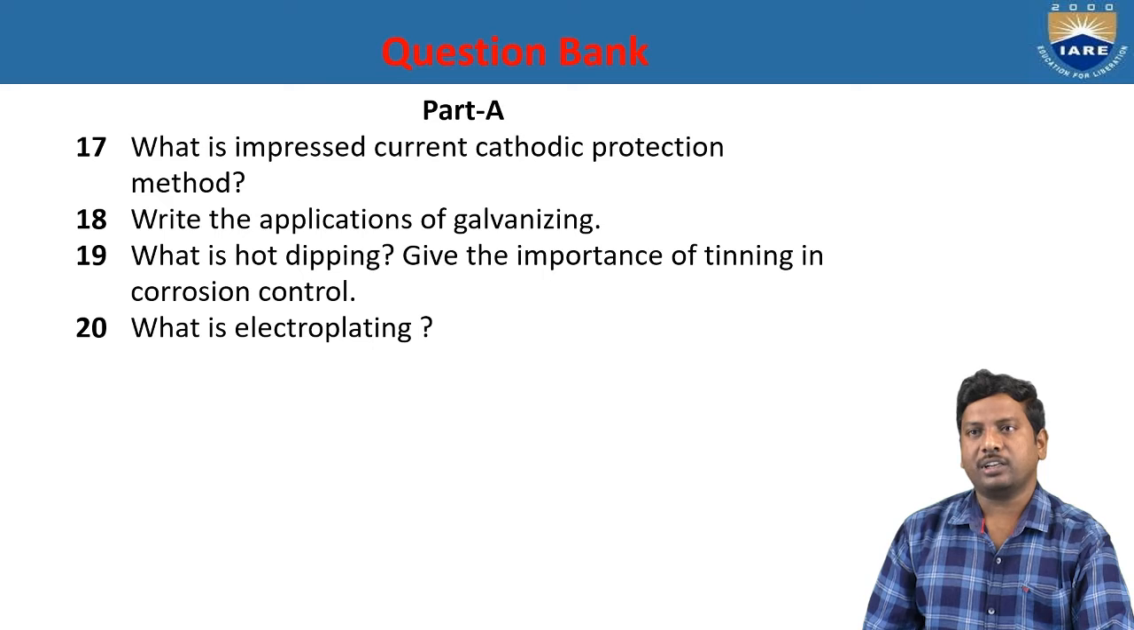And what is hot dipping? Give the importance of tinning in corrosion control. Hot dipping is nothing but the base metal being dipped in a molten state of the coating metal. Tinning acts as a non-toxic coating, and it is used for food utensils. What is electroplating? Electroplating is the coating of a coating metal on the base metal in the presence of electricity.